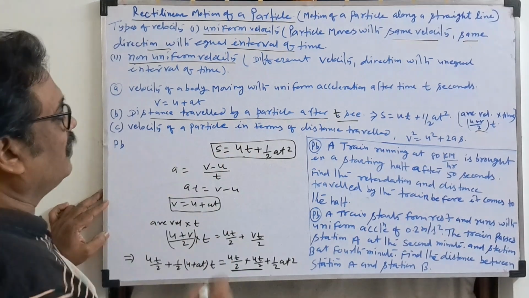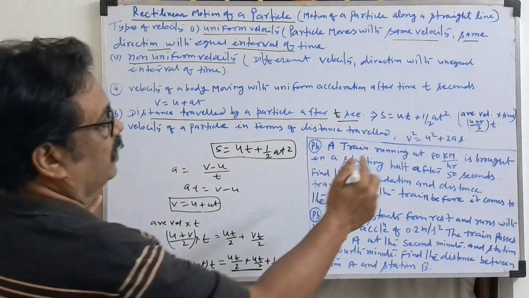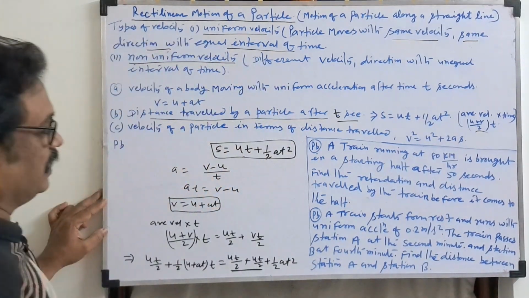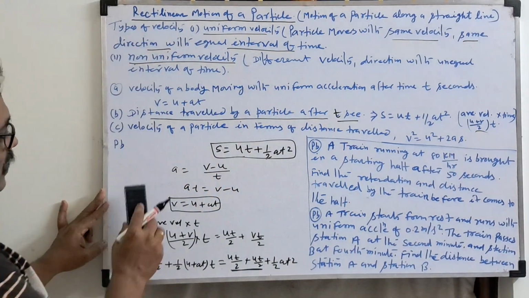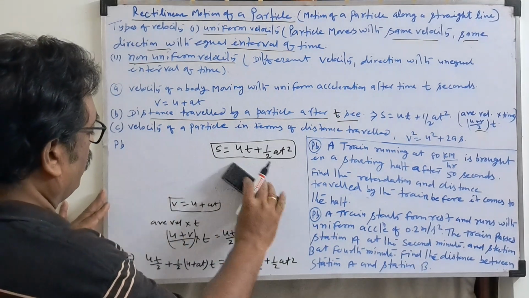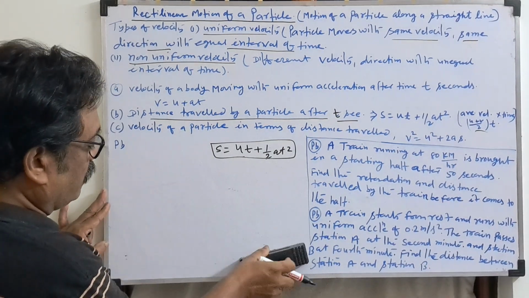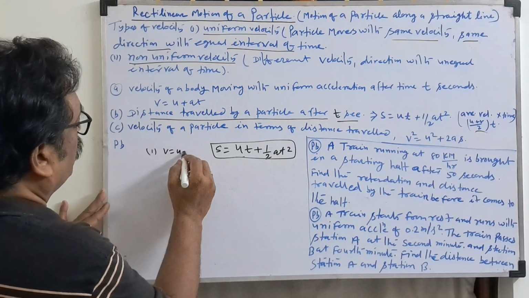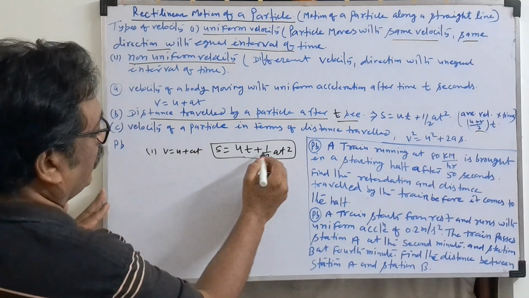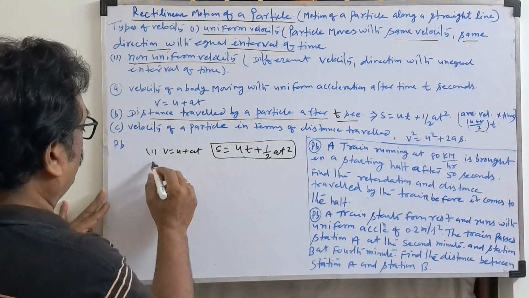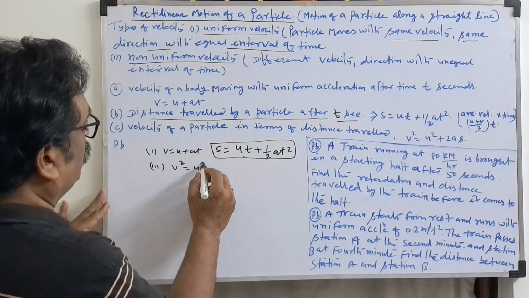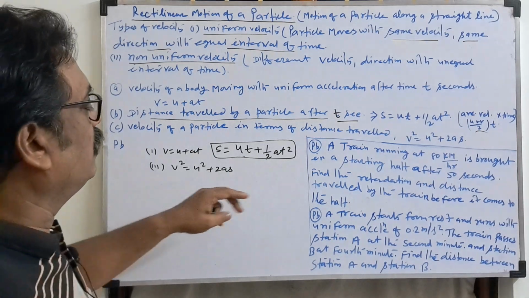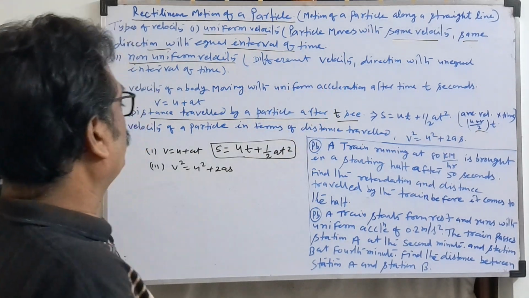Now the velocity of the particle in terms of the distance traveled: v square is equal to u square plus 2as. So these are the three formulas. Again I will write these three formulas separately here. First formula is v equals u plus at. Second formula is s equals ut plus half at square. Third formula is v square equals u square plus 2as. Based on these three formulas, we can solve rectilinear motion problems.